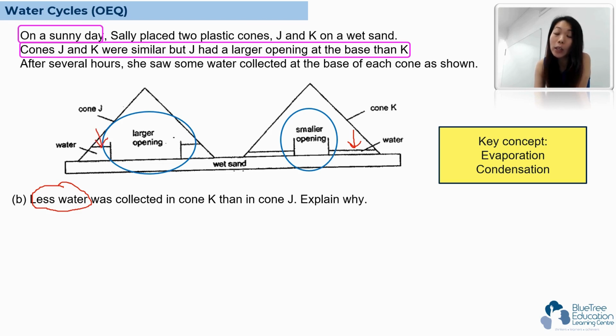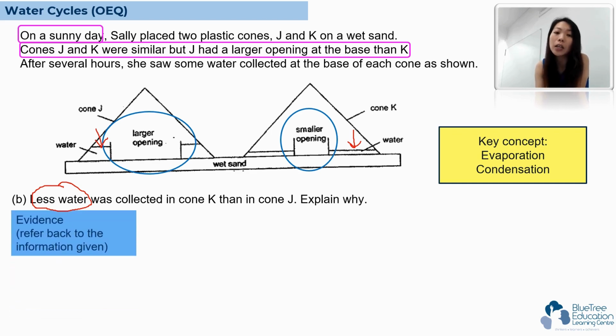J. Now take a look at the water level in the diagram. Truly, they are different levels. The water level in cone K was actually much lower as compared to the water level in cone J. Now the reason is because there's a few pieces of evidence. One of the evidence is what is circled in blue here, that cone J has a larger opening.